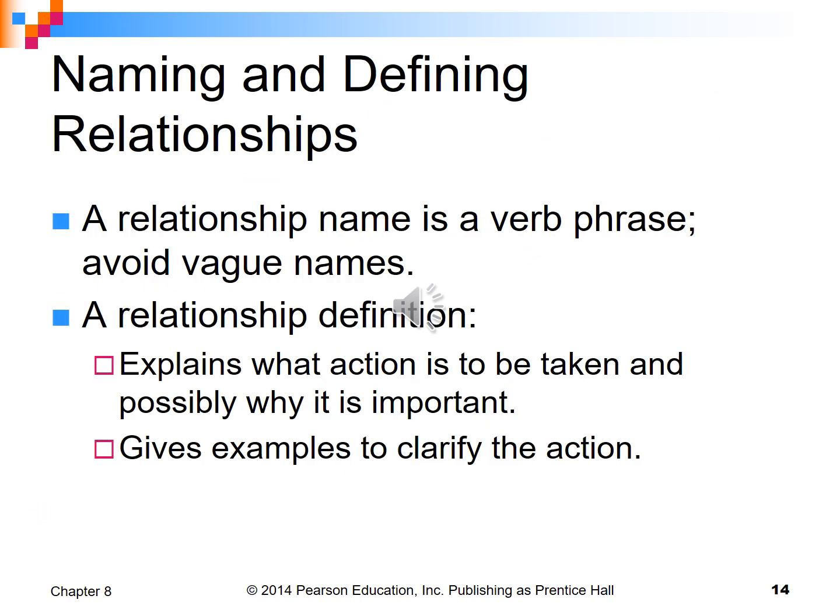Well, how are we going to name the relationship here? A relationship name is a verb phrase. Avoid vague names. Make it clear, like a student studies, or a student takes a class. A relationship definition explains what action is to be taken and possibly why it is important, and gives an example to clarify that action.